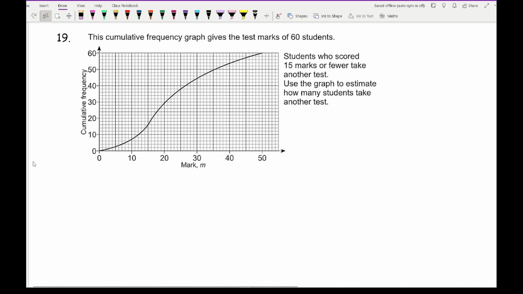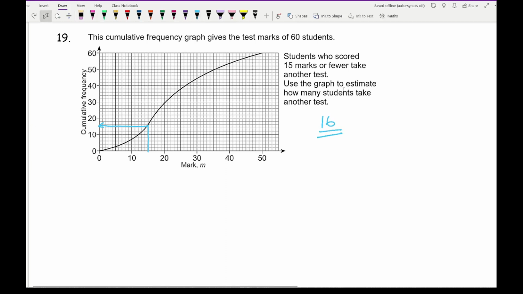Then question 19 says this cumulative frequency graph gives the test marks of 60 students. Students who scored 15 marks or fewer take another test. Use the graph to estimate how many students take another test. So for this, we need to find 15 on our horizontal axis, so that's there, until it hits the curve. And then once you've got that, you then want to project horizontally, and it's this number here that we're wanting, which I work out to be 16. So 16 people are going to have to retest.